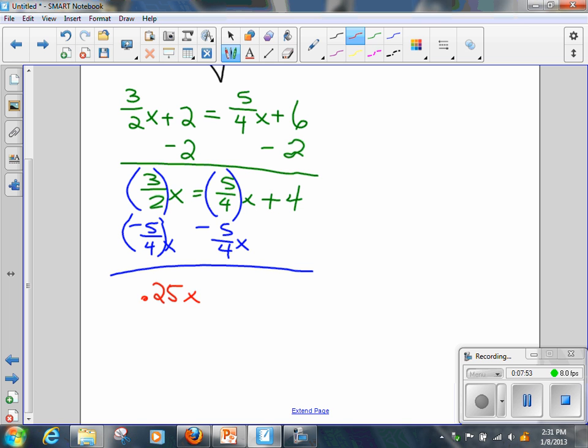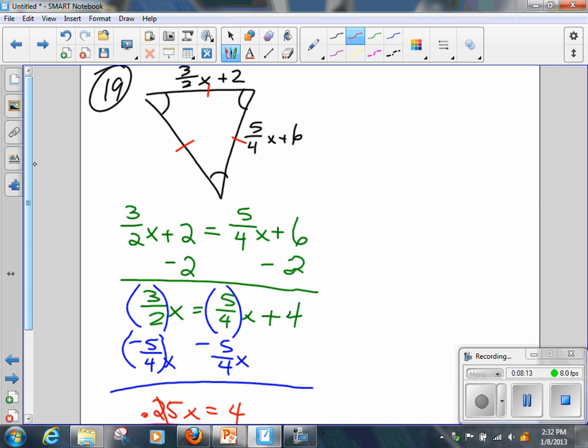0.25x equals 4. Now what do I do? Divide by 0.25. And when you do that, I don't know what you get. Somebody punch it up. How much? 16. That makes sense.